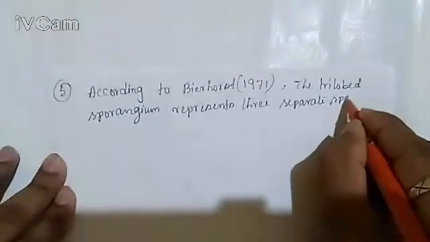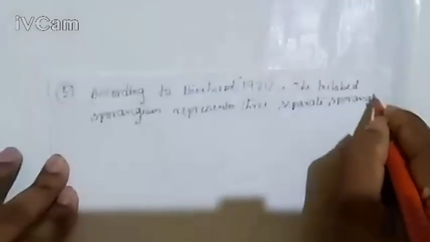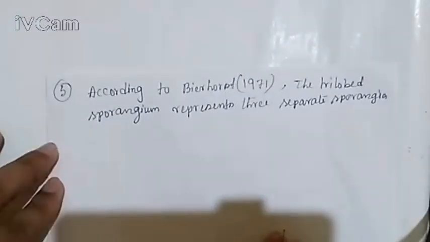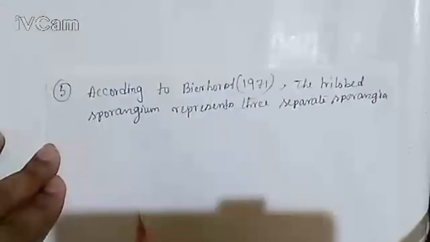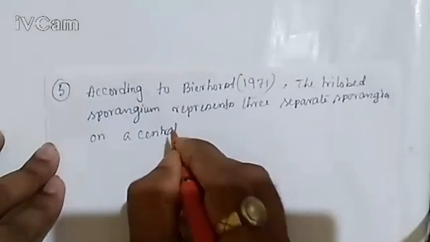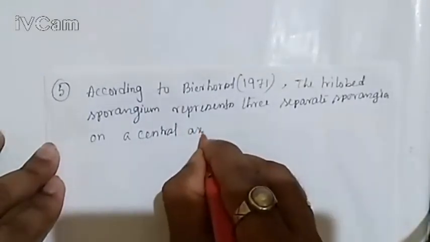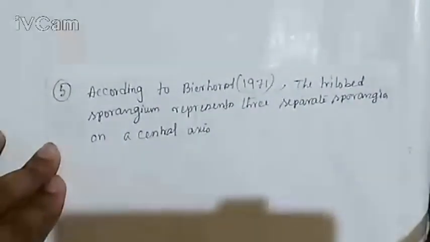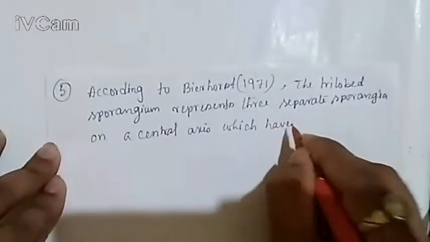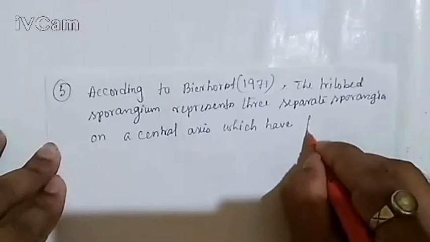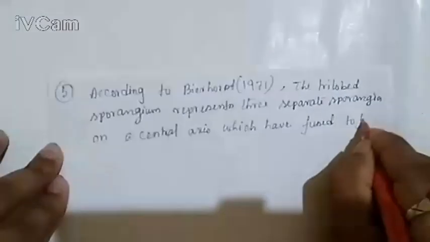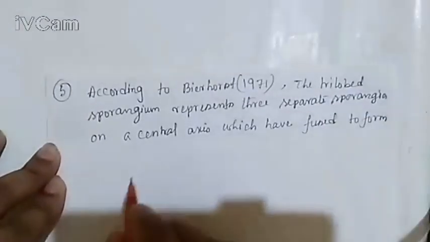Three separate sporangia. So in this case, three separate sporangia on a central axis, which have fused to form a synangium.